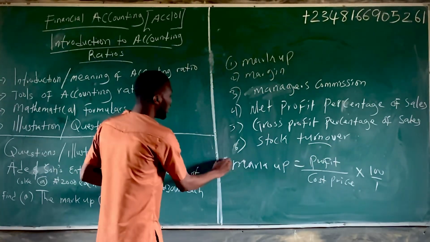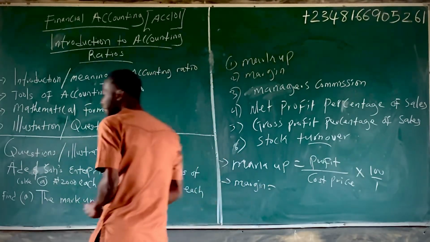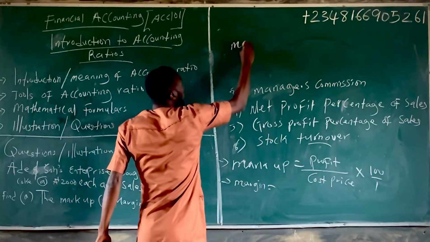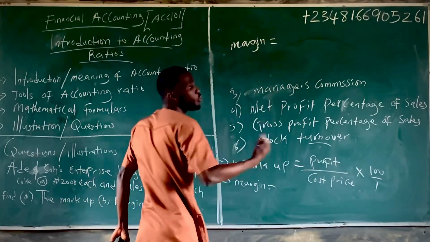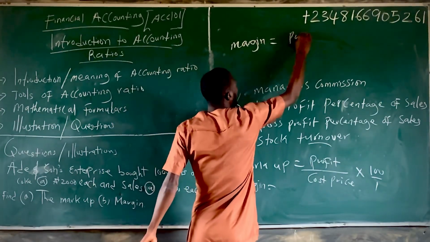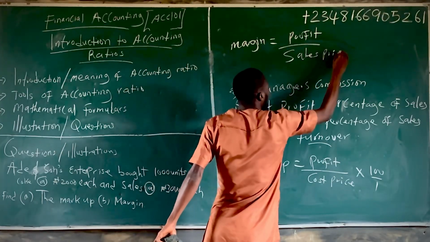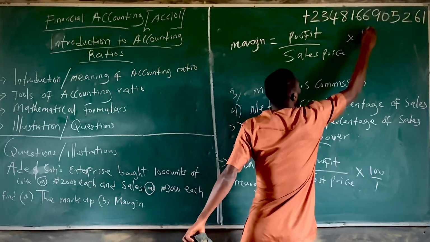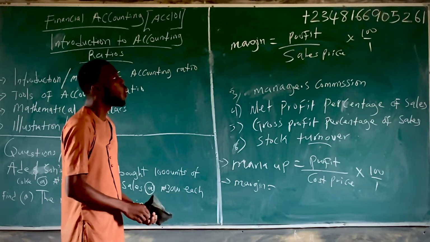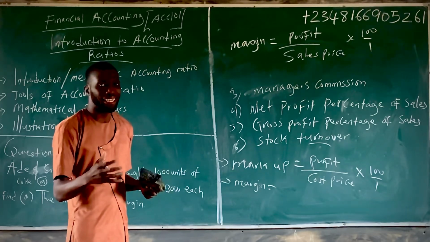Then the next one is the margin. How do you calculate or estimate our margin? The formula for margin is profit over sales price, or selling price, times 100 over 1. That is margin: profit over selling price times 100 over 1. Because we said that margin shows you the relationship between your profit and your selling price.